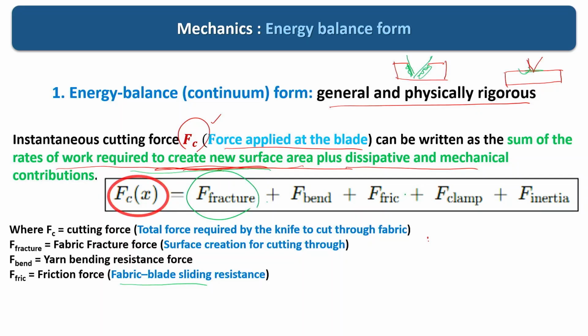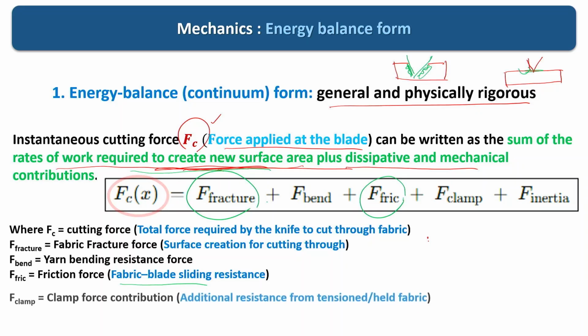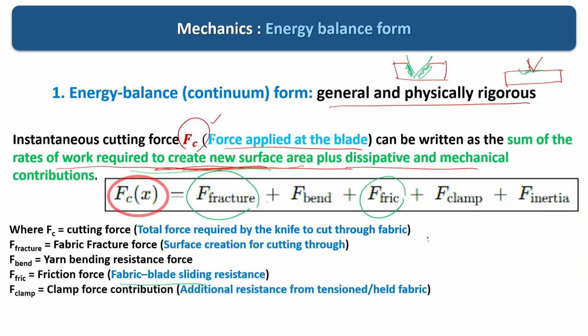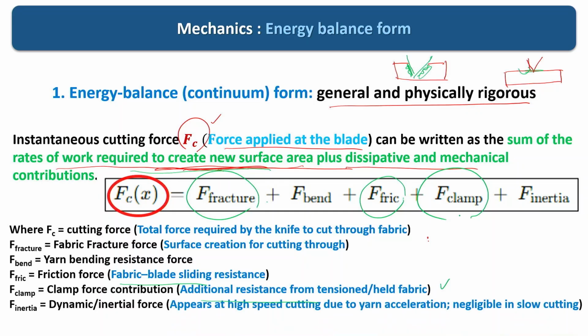So, F friction, that for clamping we require F clamping force. So, additional resistance from the tensioning or by holding the fabric. So, if it is under high tension, we need certain force, additional force, clamping, and some force is required for inertia, dynamic or inertial force.